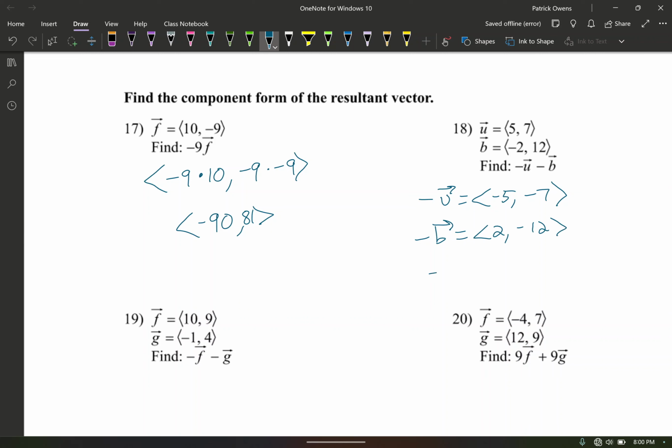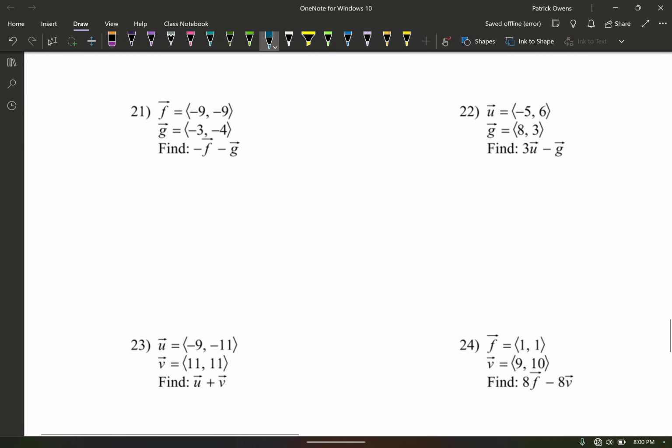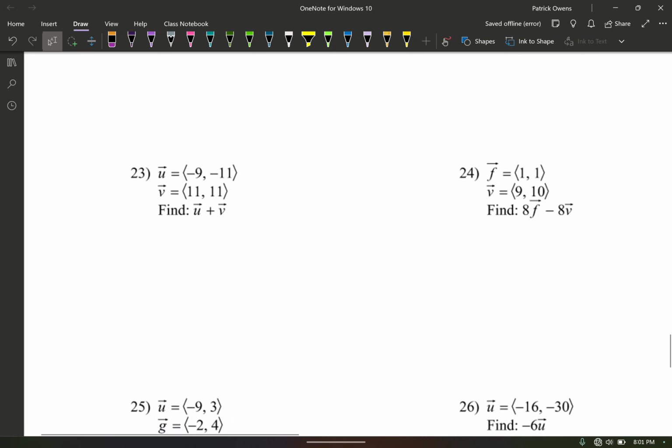And then, if we have it as negative u plus negative b, all we do is add the x components, and that will give us our resultant x component. So negative 5 plus 2 is negative 3. Do the same thing with our y components. Negative 7 plus negative 12 is negative 19. And there we go. It looks kind of like it should look, and would make sense to look. So it works out with the scalar multiplication, with the addition and subtraction. As long as it's in component form, you can combine them.